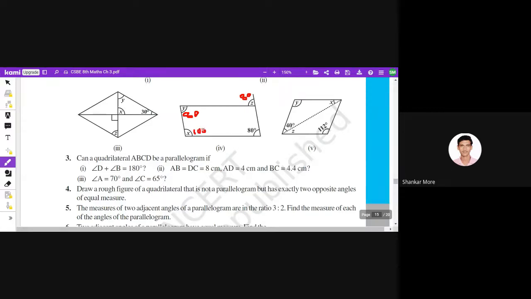Right? So here 112 plus 40, that is 152. So 180 minus 152 is 28 degrees. So Z is equal to 28. If Z is 28 then X will also remain 28, and Y will be 112. That's it. Any doubts in any of the figures?